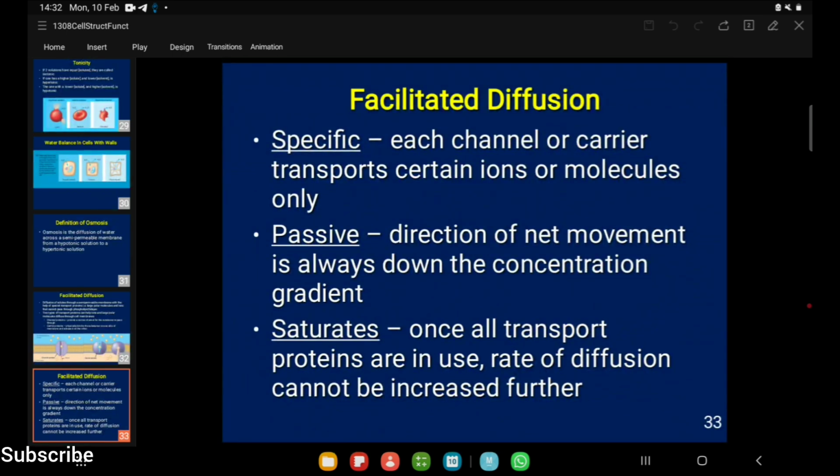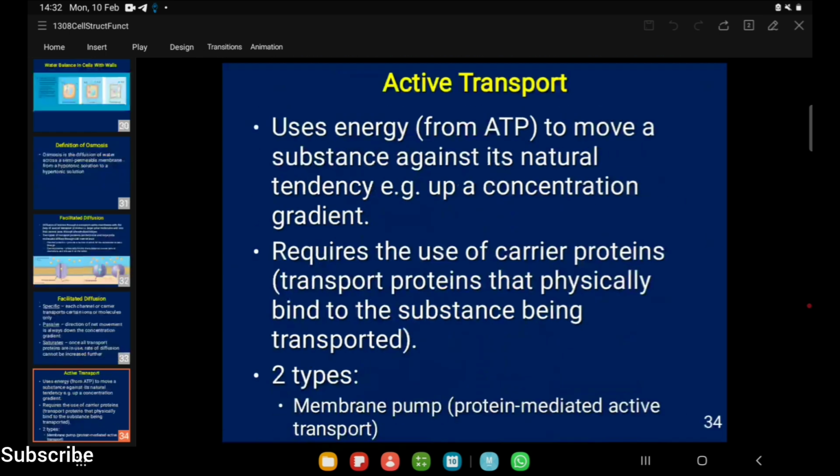They are specific, passive, and saturates. In specific, each channel or carrier transports certain ions or molecules only, and in passive, the direction of net movement is always down the concentration gradient. And the third one is the saturates. When all transport proteins are in use, the rate of diffusion cannot be increased further.